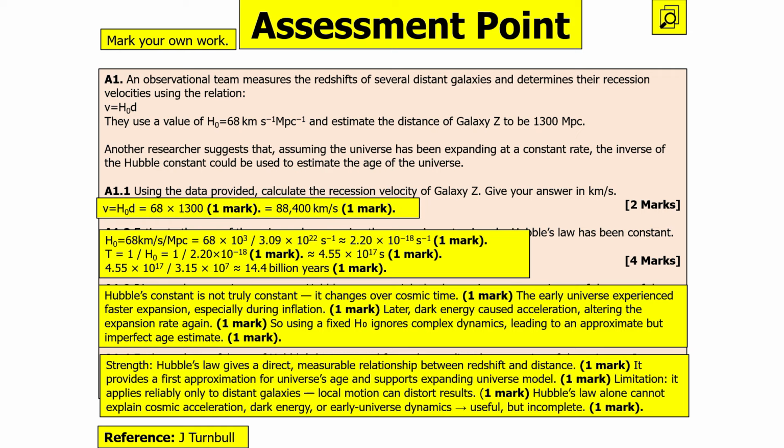Now, the strength is that Hubble's law gives a direct, measurable relationship between redshift and distance. It was the first approximation for the universe's age and supports the idea of the expansion of the universe. Its limitation, though, is that it appears only reliable for distant galaxies, so local motion between galaxies can affect results. And Hubble's law alone cannot explain cosmic acceleration, or dark energy, or the early universe, so it's useful but not complete.